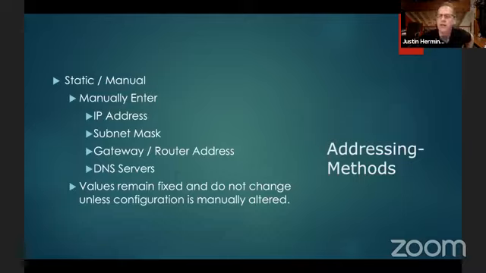So, methods of addressing. Static addressing, where you manually enter everything: the IP address, the subnet mask, where your gateway or router can be found, and 1 or more DNS servers. Once you put them in, they're fixed. They don't change unless you alter them. Manual addressing can be nice in that it can keep things from getting messed up.